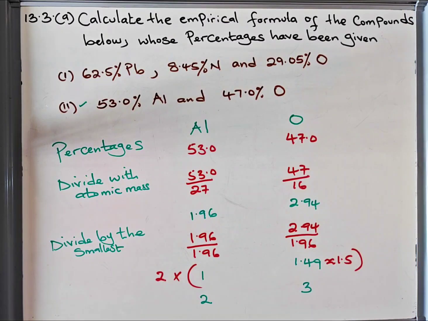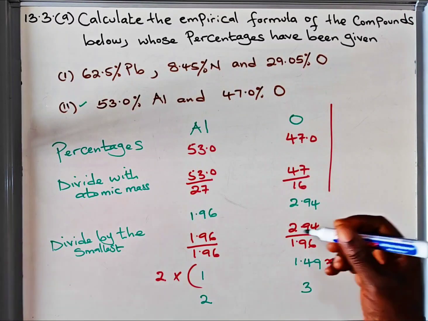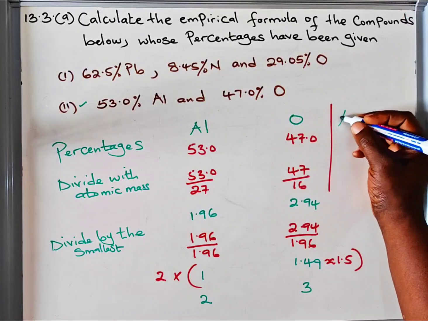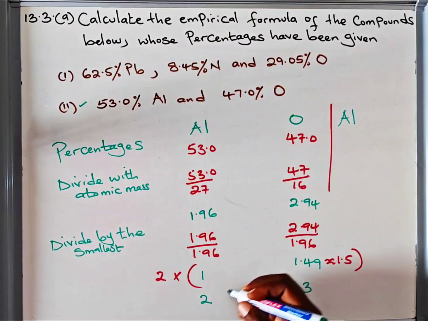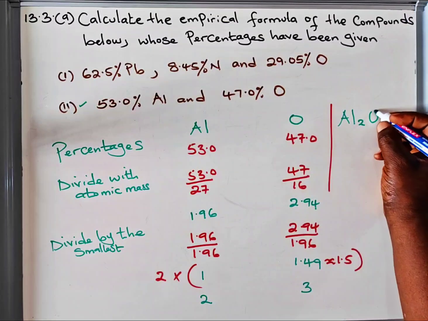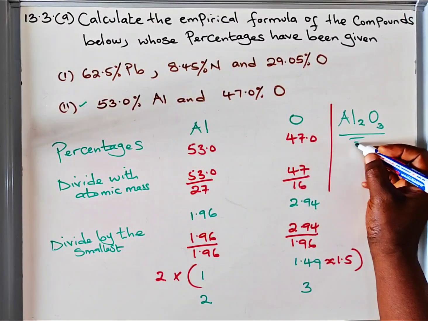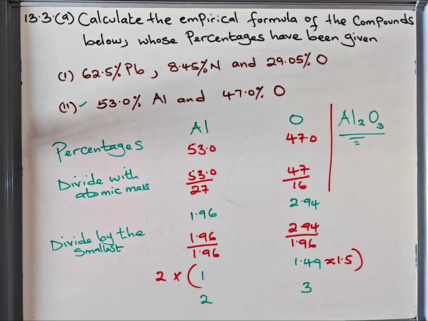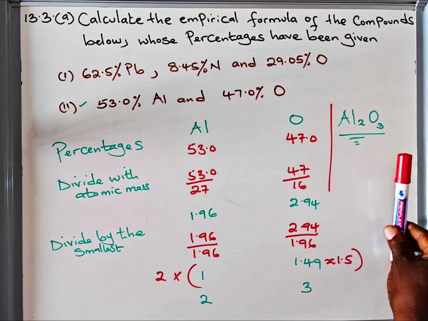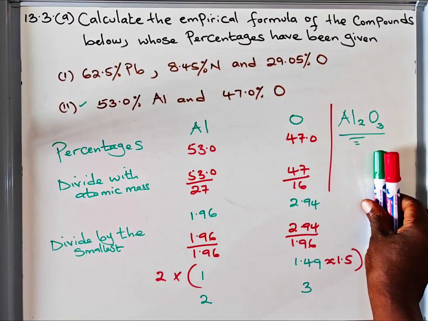So after achieving the whole numbers, we are saying the compound is aluminium, and aluminium is 2, which comes as a subscript. Then oxygen, and oxygen is 3. Now this happens to be the empirical formula, which is also the chemical formula. Actually, in most cases, the empirical formula is the same as the chemical formula. So this is aluminium oxide, Al2O3, and this is its chemical formula.